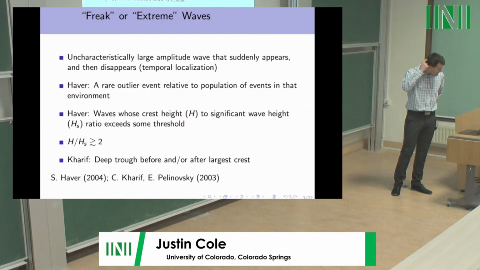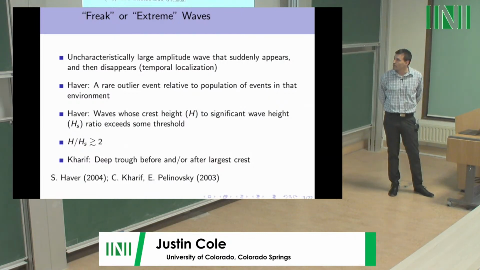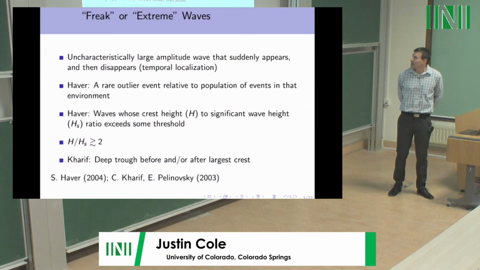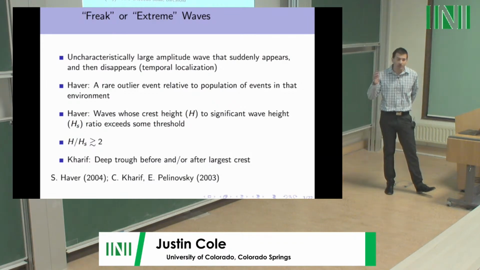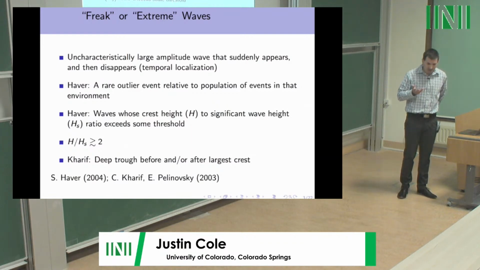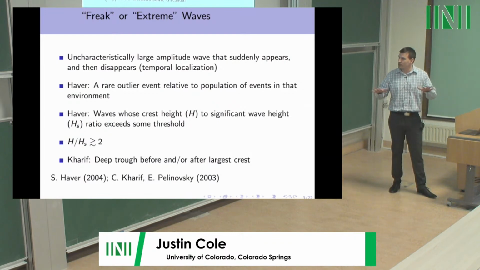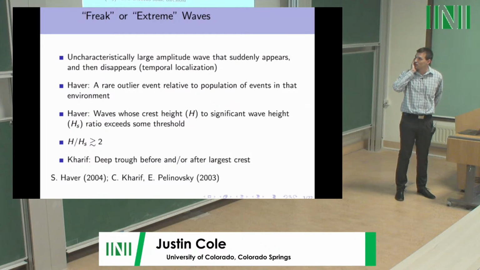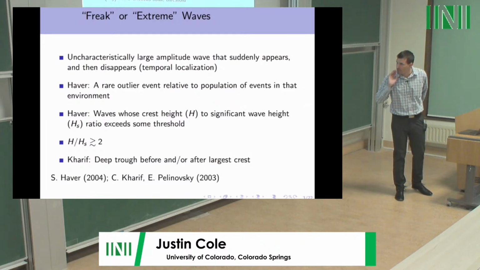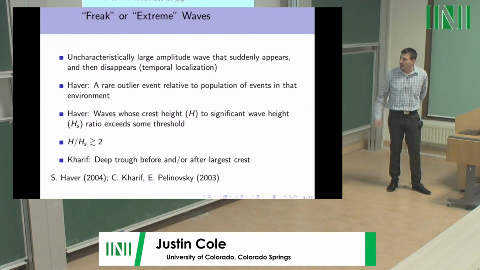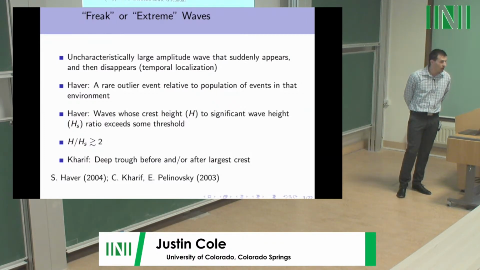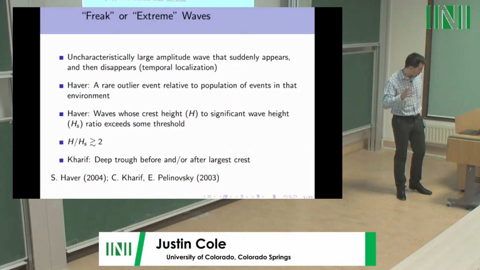description of them. Another definition is waves whose crest height, the peak to trough, relative to the significant wave height exceeding some ratio. Significant wave height, 4 times standard deviation of the mean heights, but intuitively a measure of the amplitude of the waves in the environment. A common ratio is 2 for this quantity here. One more description that appears in the literature for Karev and Pelanovsky is a deep trough before and after the largest crest.